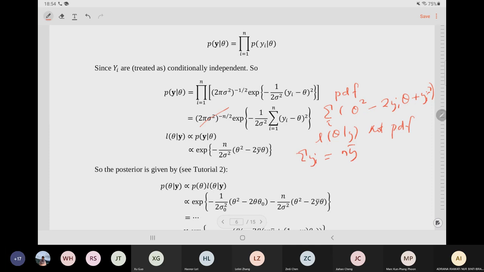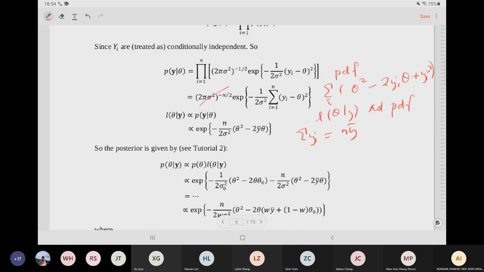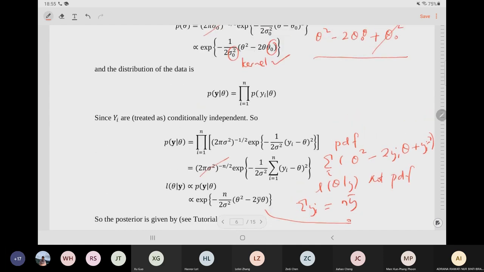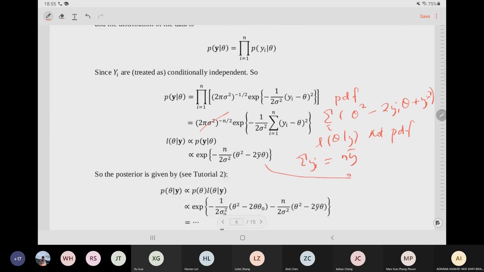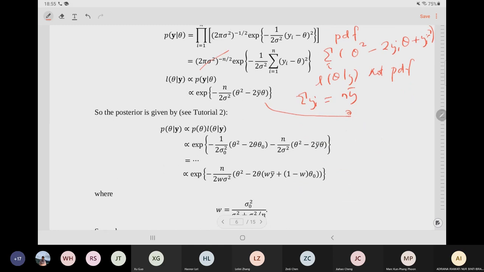If you look at this equation, this reduced likelihood, I know that I said that your likelihood is not a proper PDF, but it looks like a kernel of a normal. If you compare over here, 2 theta something is the mean, and the 1 over 2 something is the variance. So it looks as if the mean is y bar and the variance is sigma square over n. It's not a proper PDF, but it looks like the kernel of a normal.